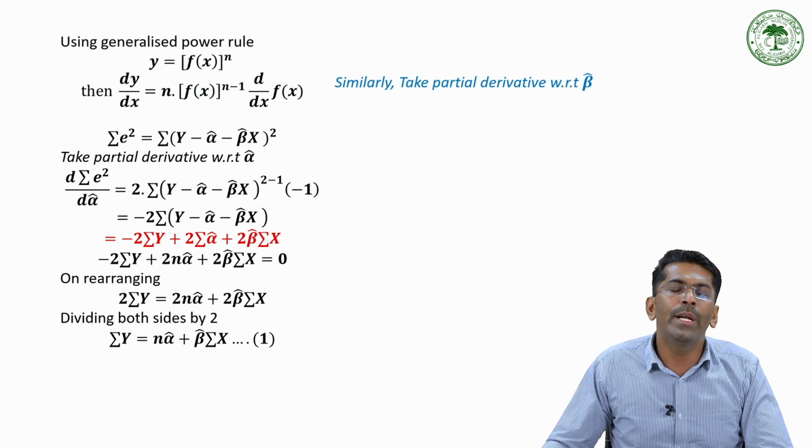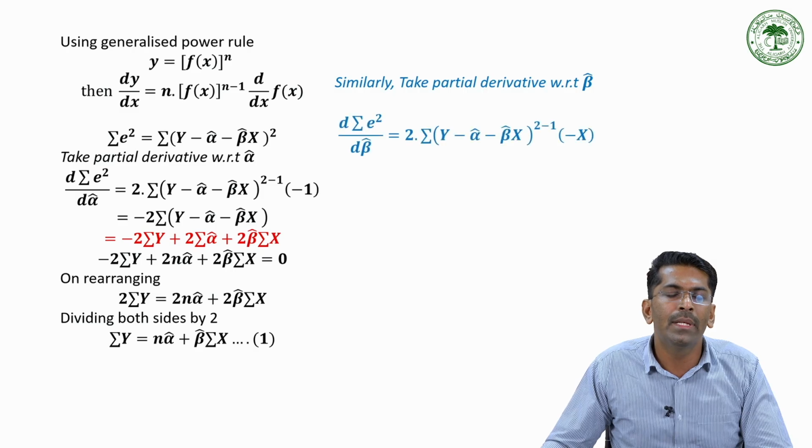Similarly, we are also going to take the partial derivative with respect to beta hat. Earlier we considered the partial derivative with respect to alpha hat. If we take the partial derivative of sum of E square with respect to beta hat, it is equal to 2 into the sum of the function y minus alpha hat minus beta hat x, raised to the power 2 minus 1, into the derivative with respect to beta hat, which is minus 1 into x, equal to minus x.